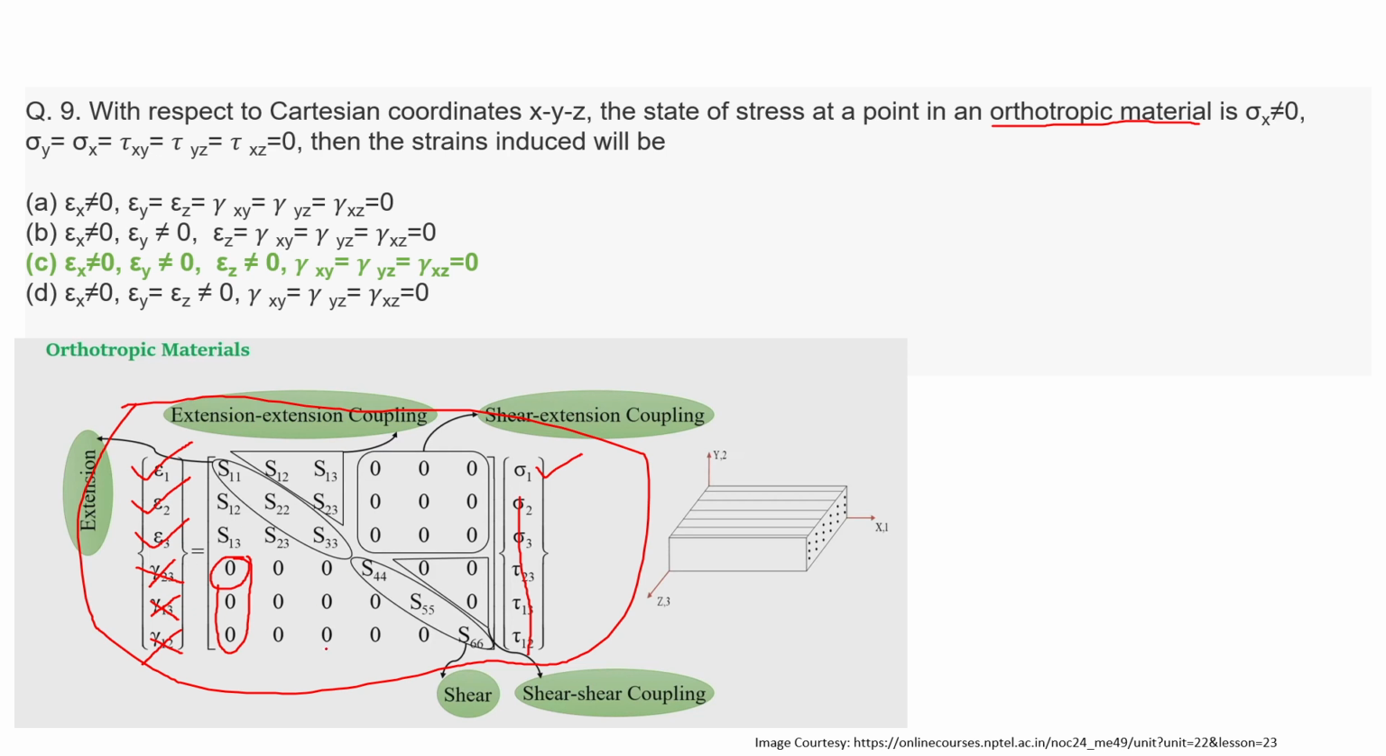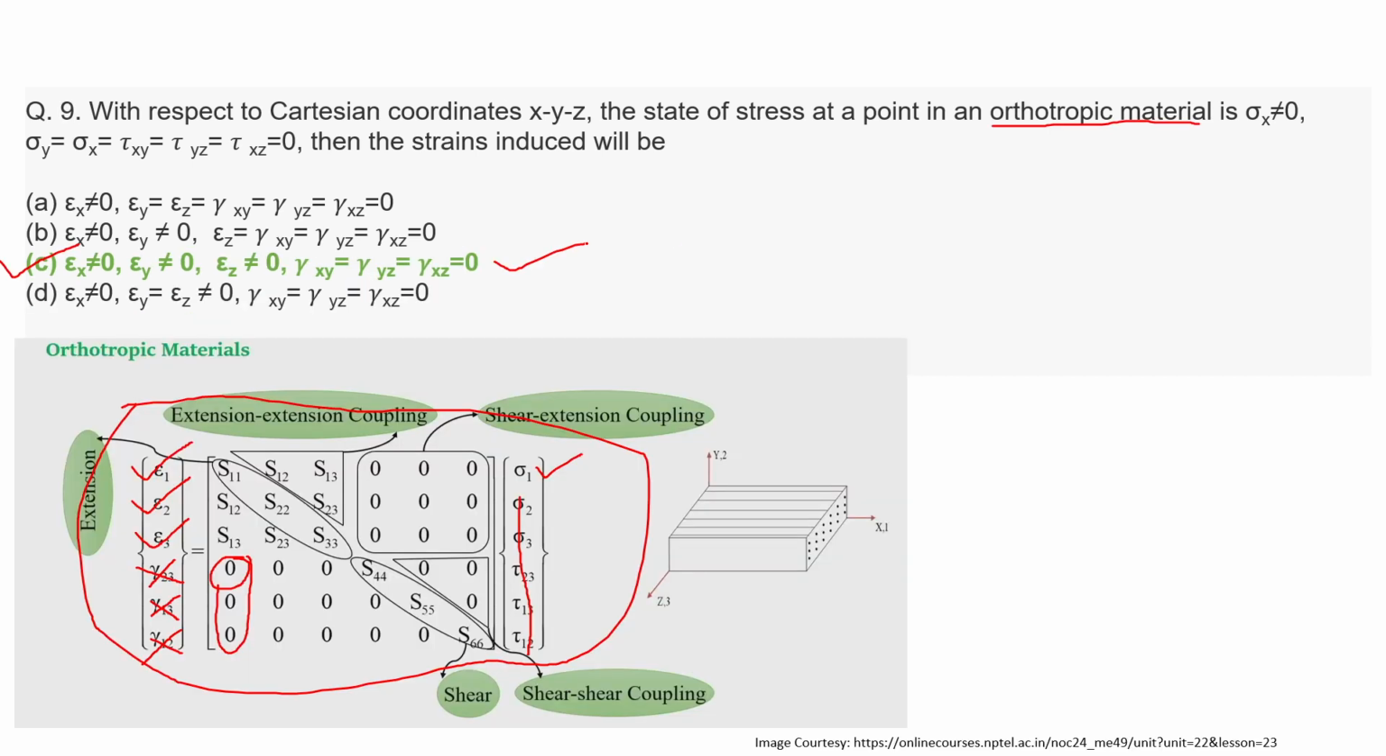Here we are using the compliance matrix because the known value is the stress and we have to find the strain. From that you can see the strain in x, y and z direction will be non-zero and the shear strains will all be equal to 0. So you have to choose which of the answers goes with the solution. In option C, you can see the strains in all three directions are non-zero and the shear strains are equal to 0. So this is our correct answer.